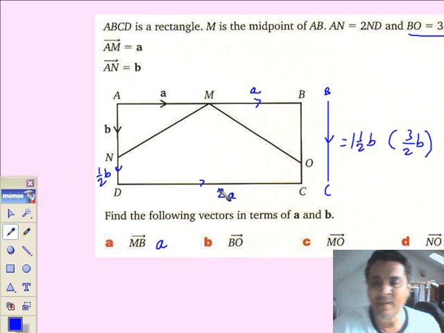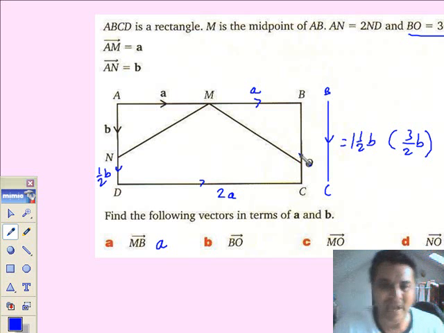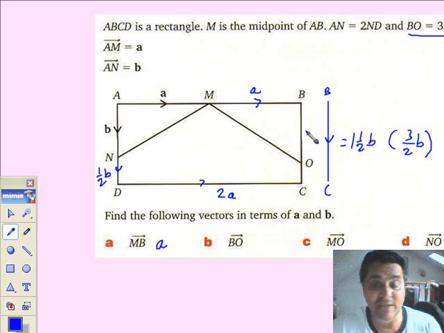B to O, well, B to O is tricky. We cannot assume that A to N is the same as B to O. But B, again, difficult questions has just happened now. B to O is going to be, if that's 3 portions and that's 1 portion, it's going to be 3/4 of vector B to C.